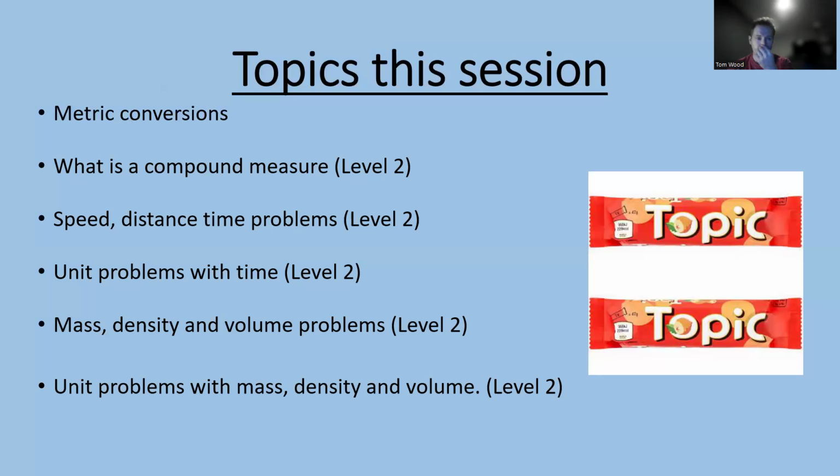But if it does, we need to be able to recall a formula for speed, distance, and time, which I'll show you a little bit later. I'm going to talk about some of the problems with the units of time, but really we're just going to do a lot of examples on these types of questions.